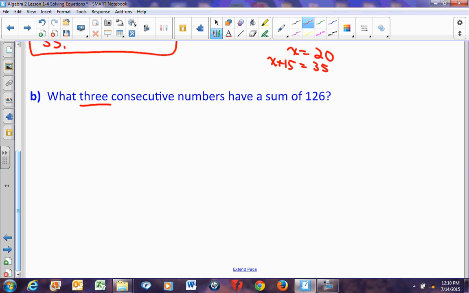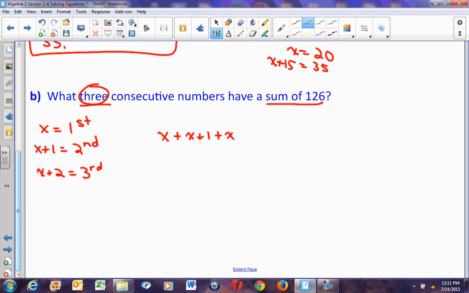So, three consecutive numbers that have a sum of 126. I will let x equal my first, x plus 1 equals my second, x plus 2 equals my third, because I need three numbers, so I know I need three variables. Sum means add them together. x plus x plus 1 plus x plus 2 has to equal 126. So now we'll add them. 3x plus 1 plus 2 is 3, equals 126.